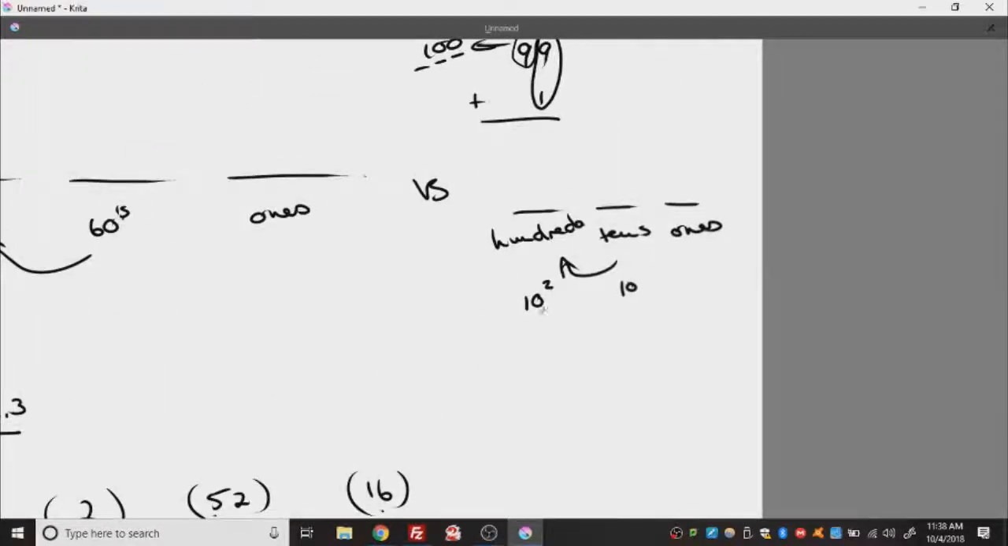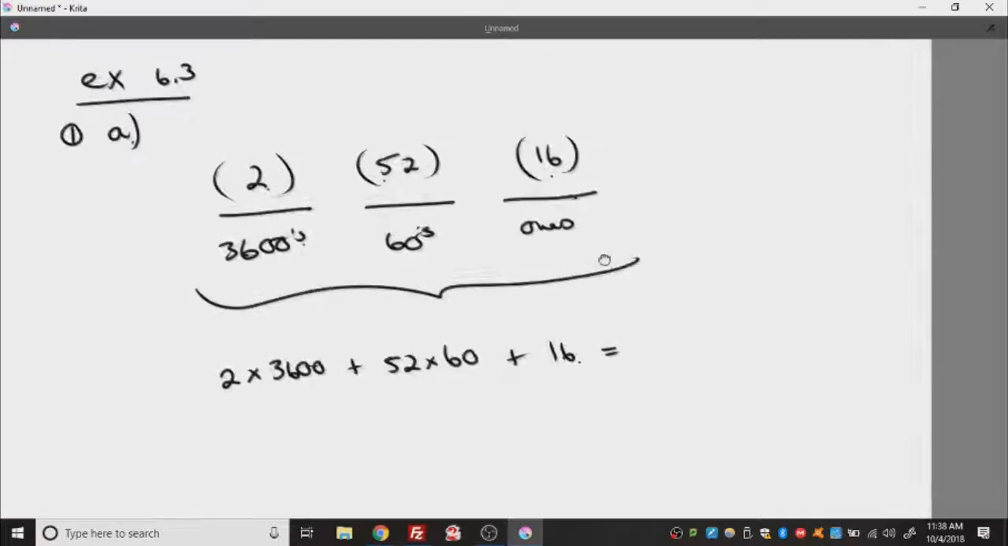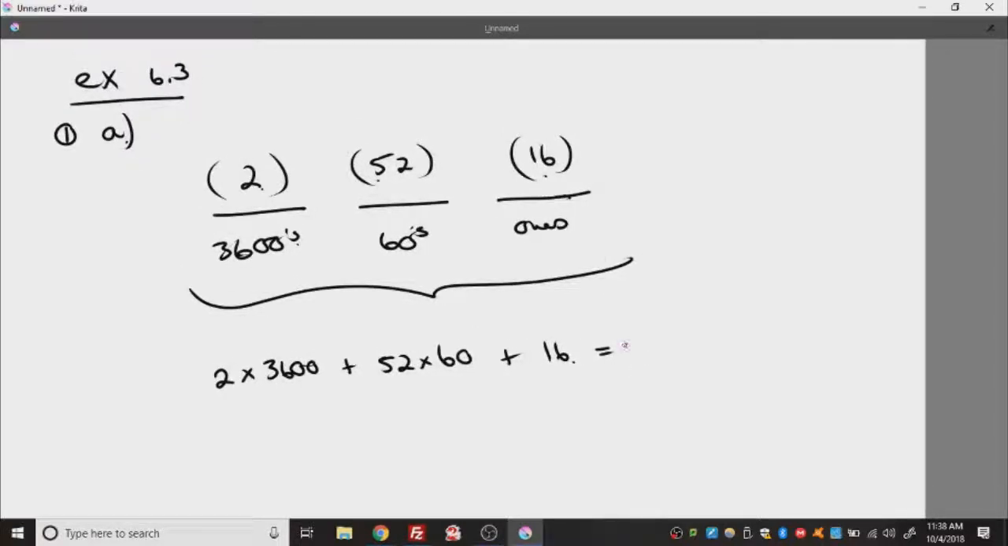Just like you would have little Timmy write out 200 plus 50 plus 3. That's 2 groups of 100 plus 5 groups of 10 plus 3, and so on and so on. It's the same thing, except it's not 10s, it's 60s. What do I get for an answer? Can anyone confirm? All right.